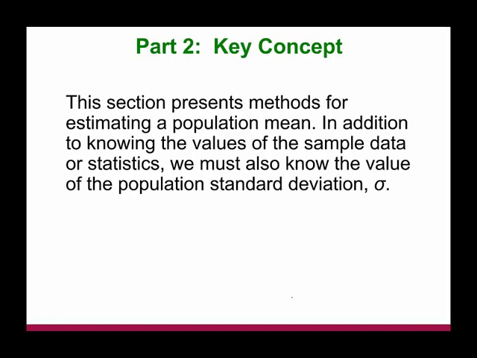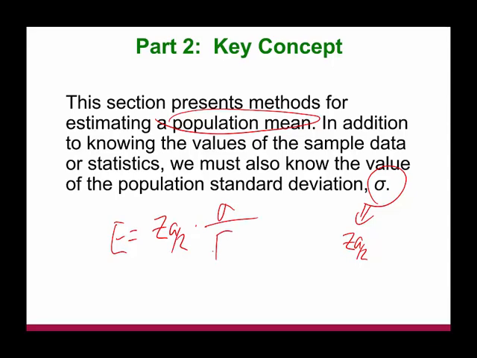This section presents a method for estimating the population mean mu. In addition, we are given the population standard deviation. So this is the case when the population standard deviation is given, which means we're using a critical z-score. Margin of error equals critical z-score times population standard deviation over the square root of sample size.